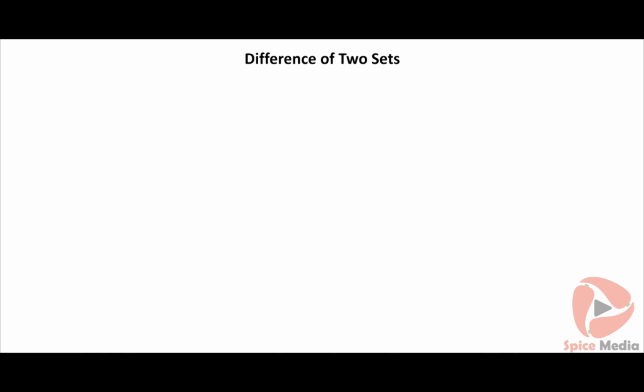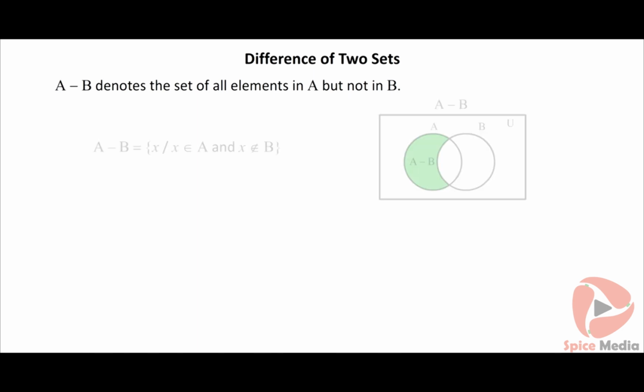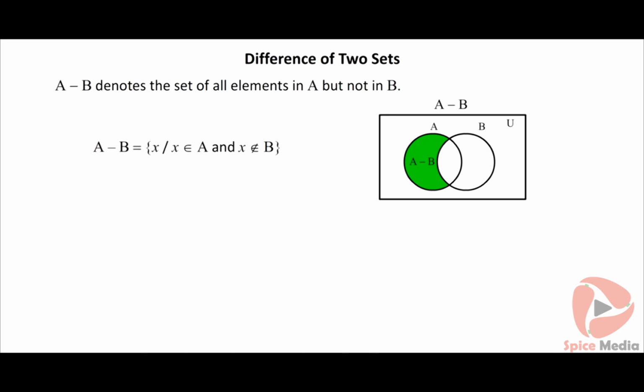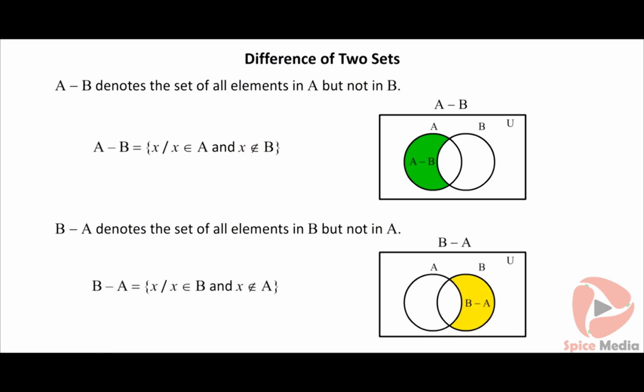Let us now look at the difference of two sets. A difference B denotes the set of all elements in A but not in B. Thus, A difference B is the set of all x such that x is an element of A and x is not an element of B. Similarly, B difference A denotes the set of all elements in B but not in A. So, B difference A is the set of all x such that x is an element of B and x is not an element of A.